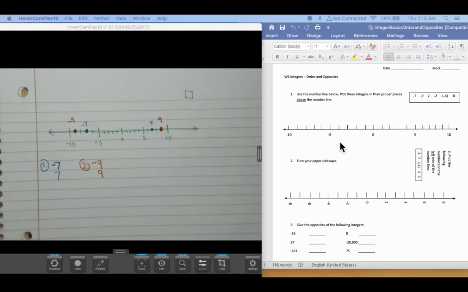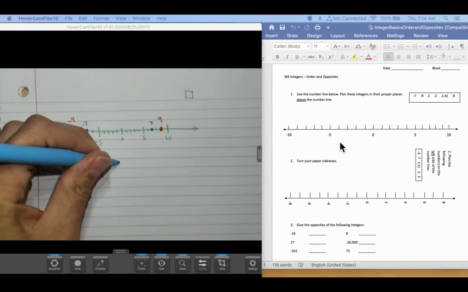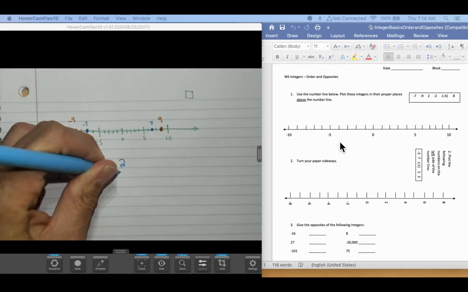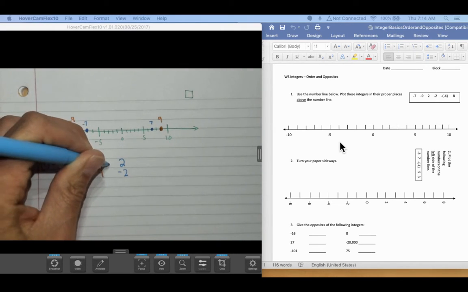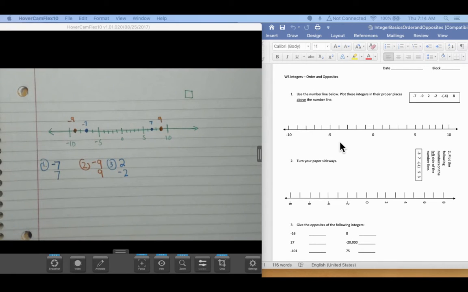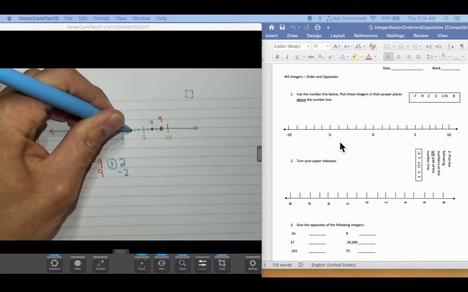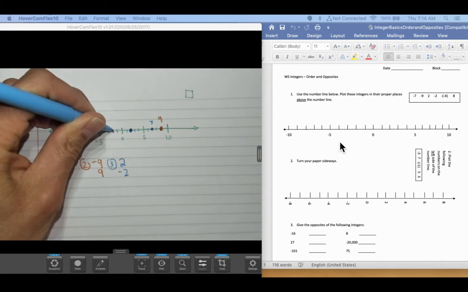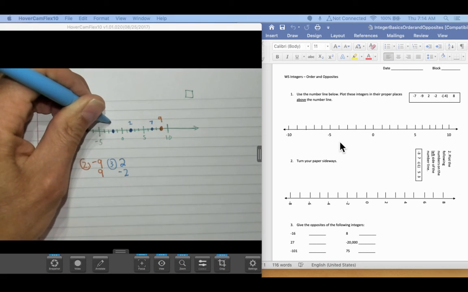And your next one is they've given you the number and they've given you the opposite. So you just need to put both of those onto your number line. Pause it and do that now. And 2 is going to be right here. And -2 is going to be right here. 2, -2.